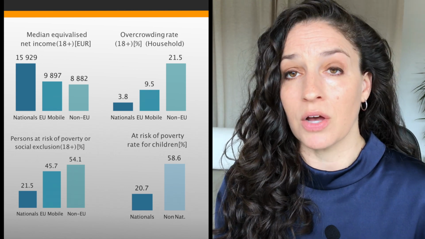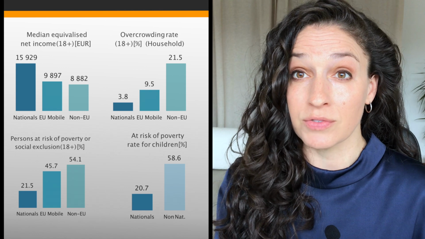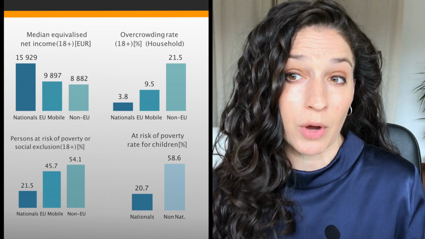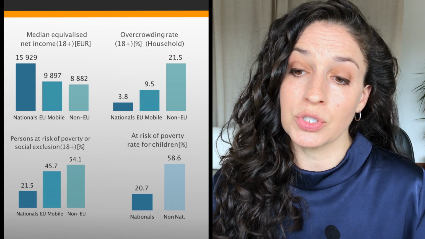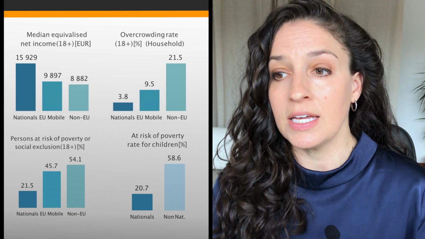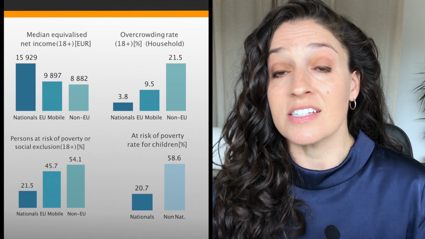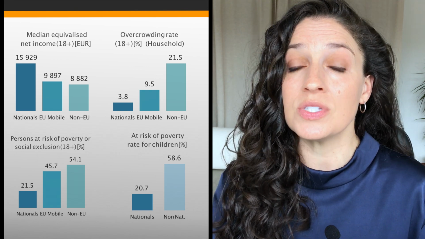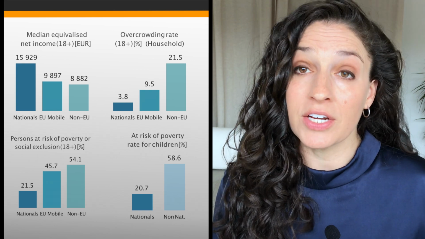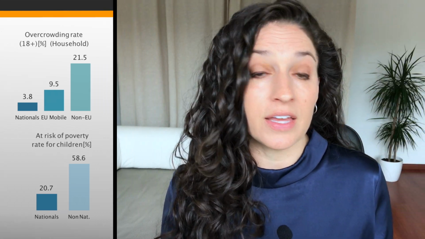If we look at some other indicators of social inclusion, specifically more poverty indicators, we can see here that the risk of poverty and social exclusion for people over 18 and also of children is higher for immigrants than it is for national citizens. So we do see that immigrants in general are at greater risk of poverty than nationals.